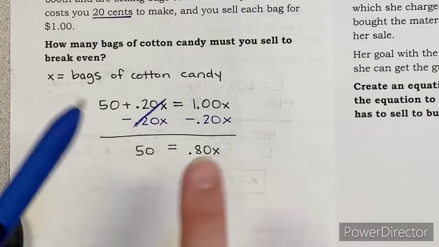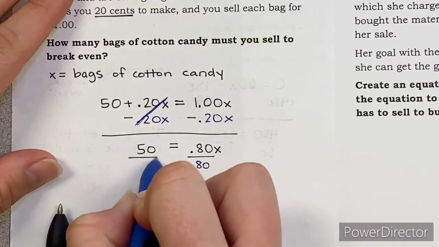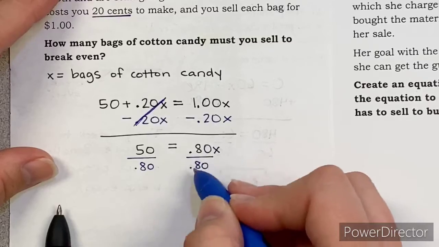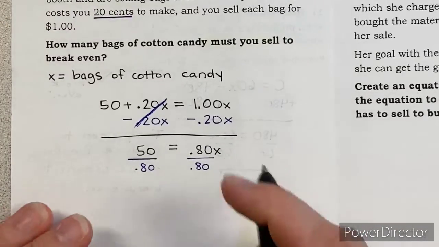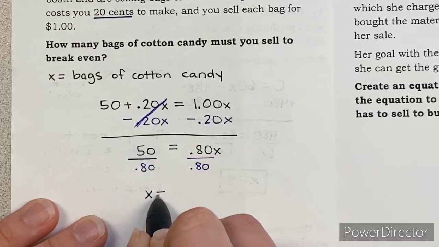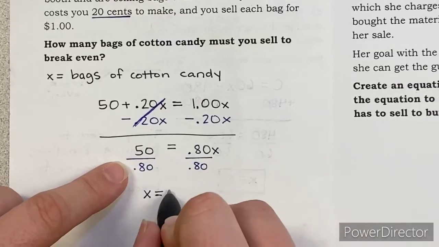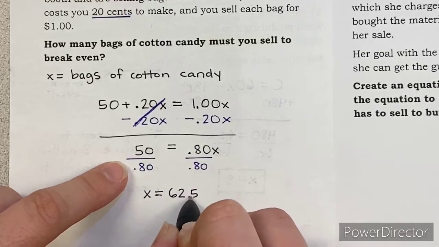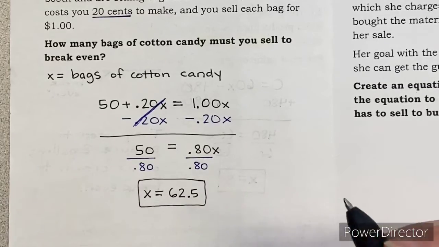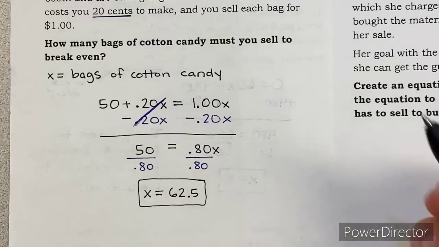So to get rid of that 0.80, we would need to divide both sides by 0.80. So then those 0.80s are going to go away. And I'm going to flip it around because x is on this side. So I'm going to put x over here. X is equal to 50 divided by 0.80 is 62.5. So this is our solution, but remember we have to put it in context of the situation.